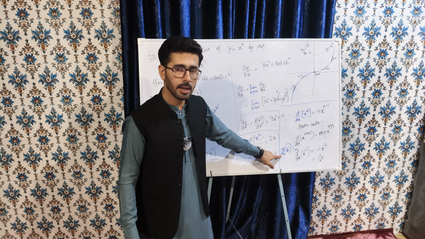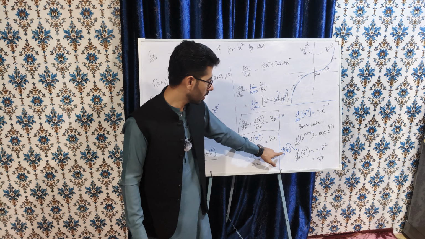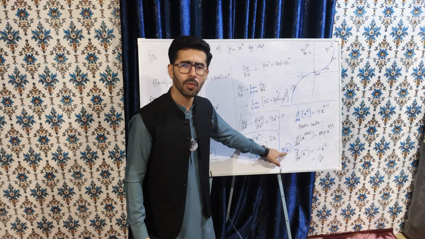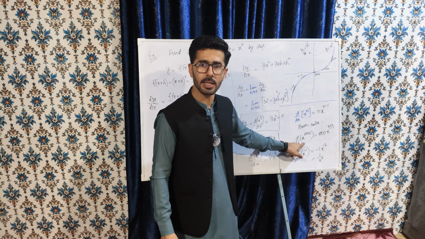Or if you have a reciprocal function which is 1 over x, if you want to find the derivative of 1 over x, 1 over x can be written as x power minus 1.